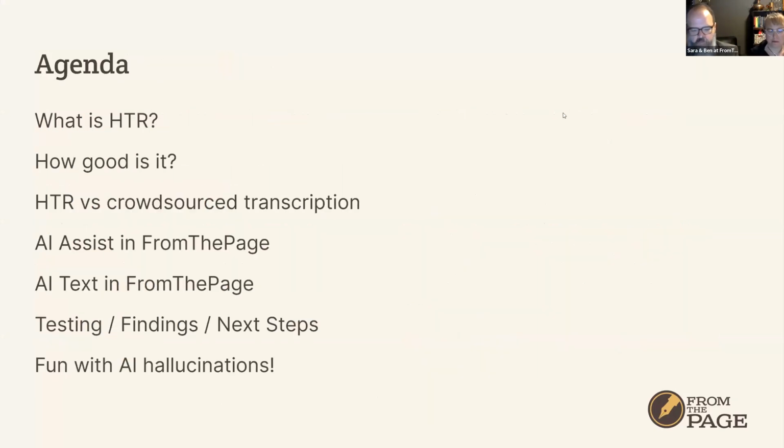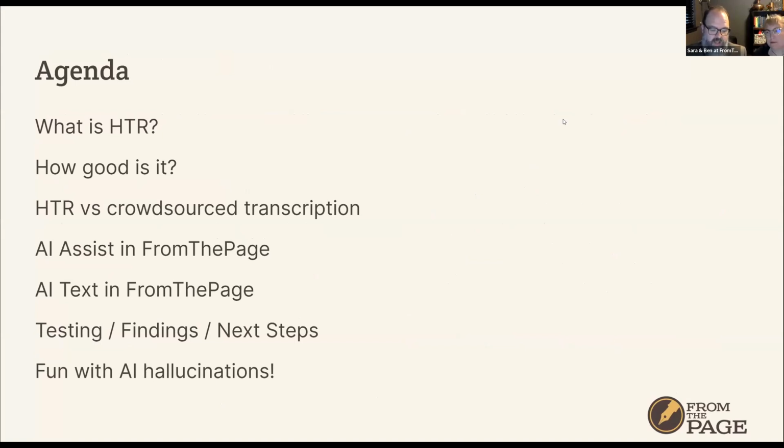Okay, so today we're going to start with some background on what handwritten text recognition is, how it's different from OCR or crowdsourced transcription, how good it is. Then once we're done with that background, we're going to talk about the ways that we're integrating HTR technology into FromThePage. And then if you stick around through all of that, we're going to close with some of the AI hallucinations that we encountered during the process, which everybody enjoys. So let's get going. These are good ones too. Yeah. All right, let's see.